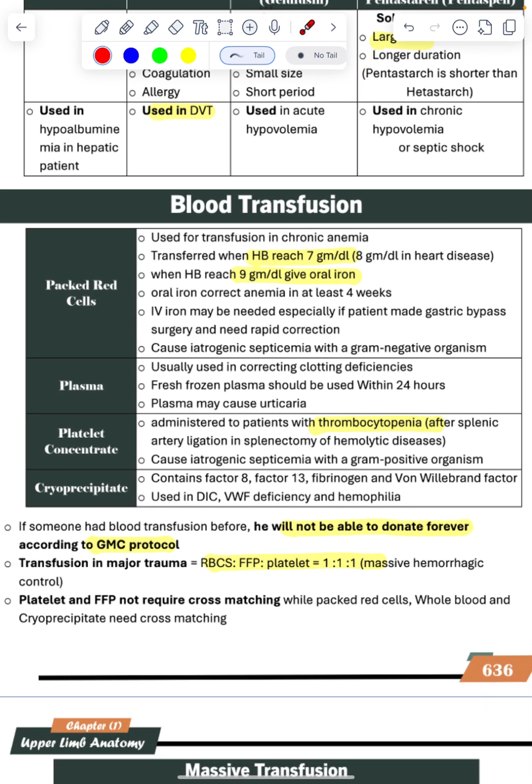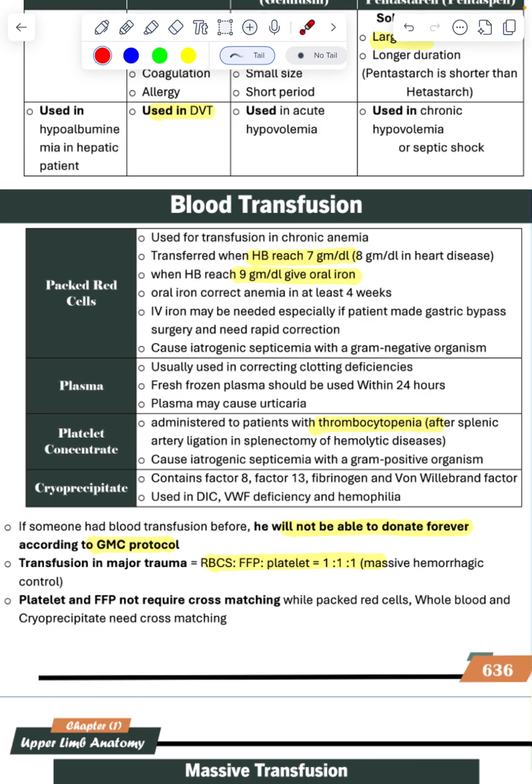Blood transfusion. In chronic anemia, when HB reaches 7, it's okay; give oral iron. Below 7, you can give transfusion. Oral iron can be given above 9. Oral iron for anemia should be given for at least 4 weeks. IV iron is required if the patient has had a gastric bypass.